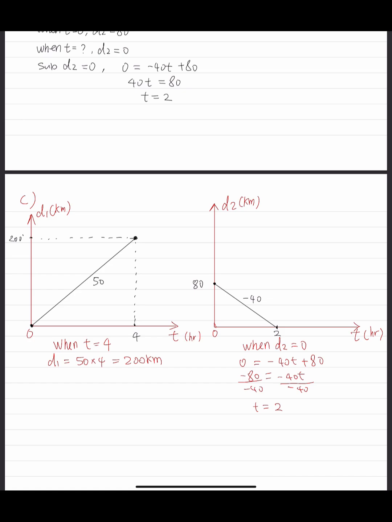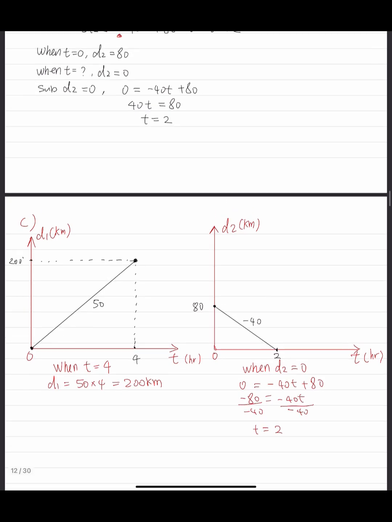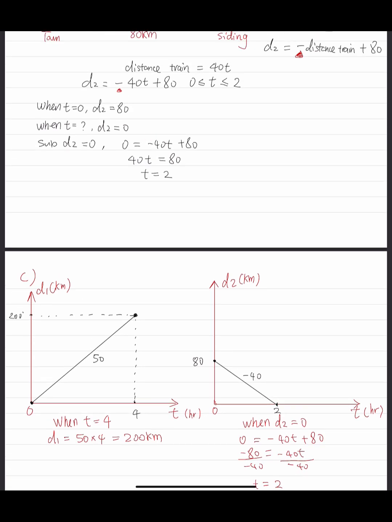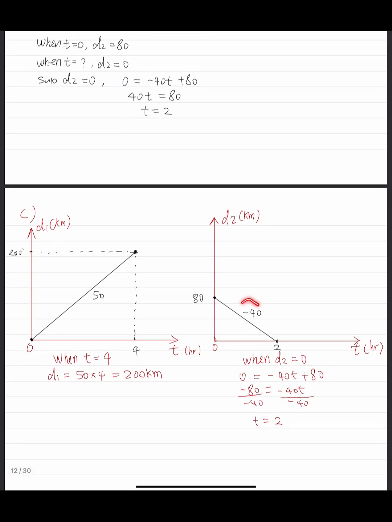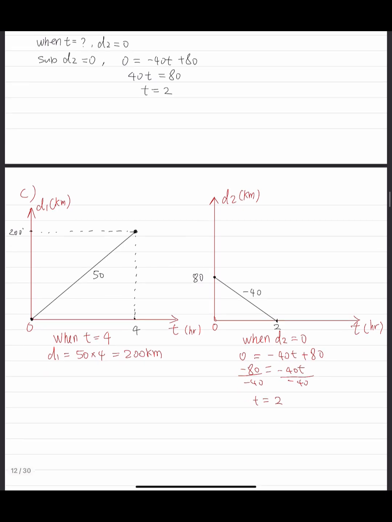By looking at the gradient for the first one, which is straightforward, it's the speed of the train, that is 50. As for the gradient for the second diagram, just be aware, although 40 is the rate, because in this equation the coefficient in front of the explanatory variable t is negative 40, the gradient itself is not 40 but negative 40. Okay, so this is example 1.